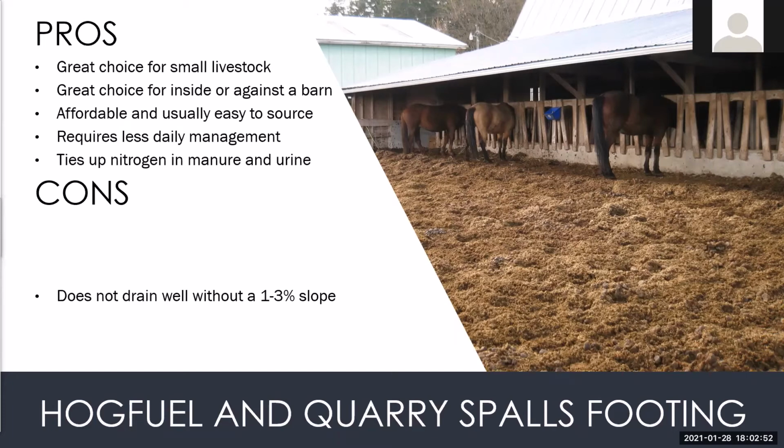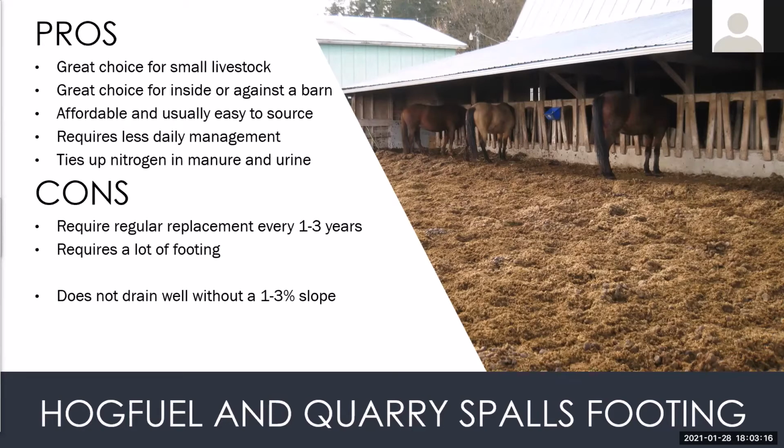So thinking about some reasons why it might not be right for you, it does require regular replacement. So it's going to break down and turn into compost and organic matter. So it'll eventually turn into mud. So what we have to do is then scrape that out and apply a new layer, in this case on top of that crushed rock or quarry spalls.